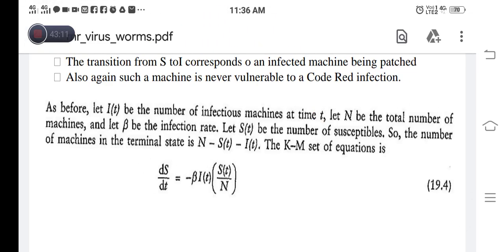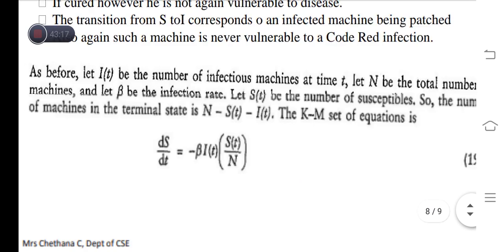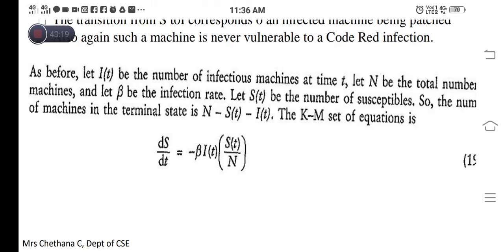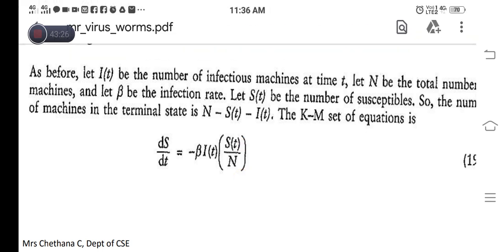So the KM set of equations is given by the following. We differentiate the susceptible machines with respect to time t, that is dS by dt, which equals minus beta into I of t into S of t by n.